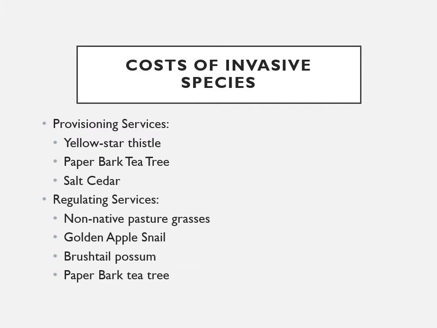I've already discussed the cost of the paperbark tea trees in terms of provisioning services, but its regulating services cost may be even worse. In Florida alone, the species was projected to cost $250 million in fire damages by increasing fuel loads in 2010. On top of this staggering cost, removing the aquatic plants in this region costs $10 million annually.